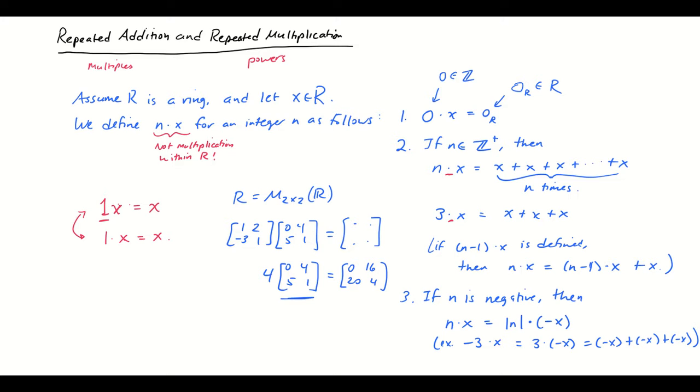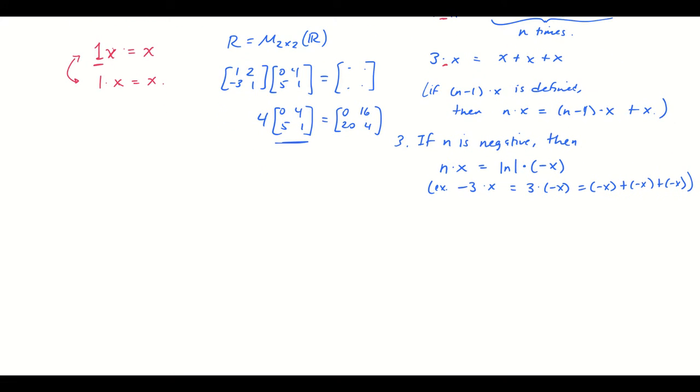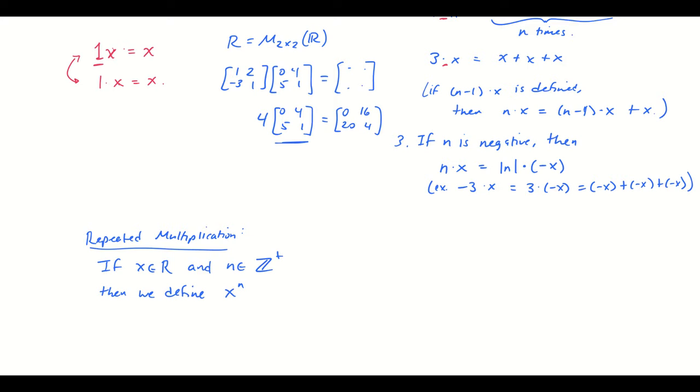And the repeated multiplication, I don't think I need to say a whole lot more about, really, because it's the same as what we did in group theory. So for repeated multiplication, if x is a ring element and n is a positive integer, we're just going to define positive integer powers for right now. Then we define x to the n to be x times x and so on, where there are n factors here, n copies of x.